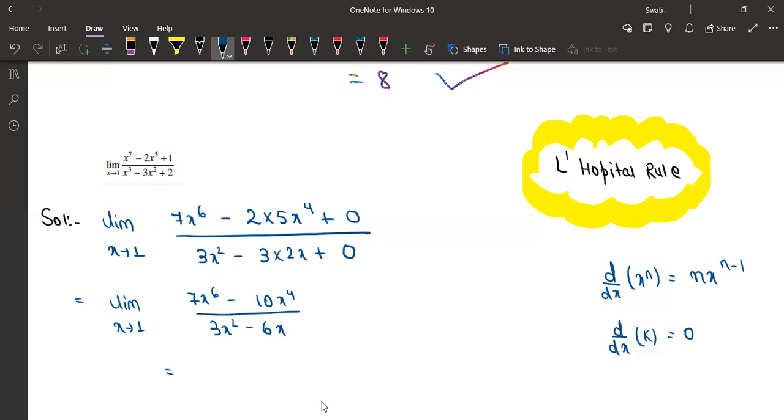So let's put 7 times x raised to 6, that is 1 raised to 6 is 1 only, so 7 times 1 is 7. Similarly, minus 10 only, and this is 3 only, and this is 6 only. So 7 minus 10 is minus 3, and 3 minus 6 is minus 3. That is 1, which is absolutely okay. So this is the answer of this question. Now we can move to the next question.